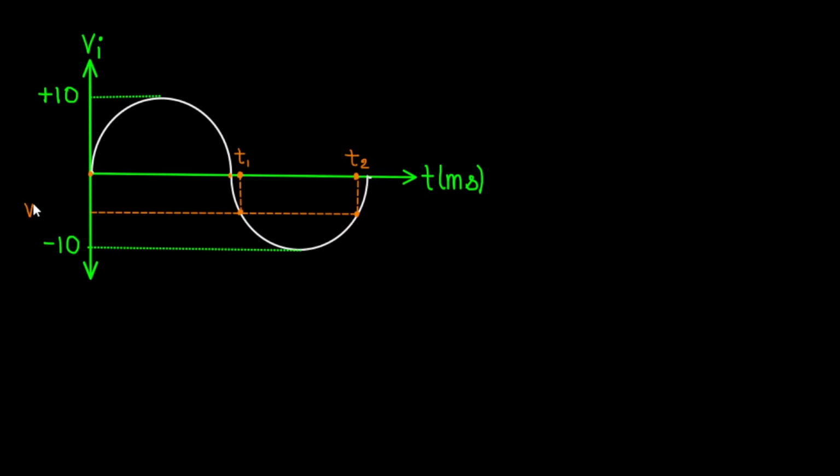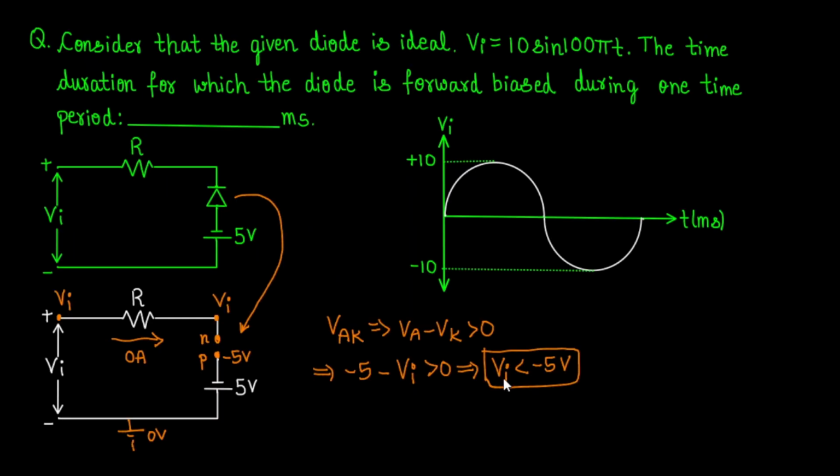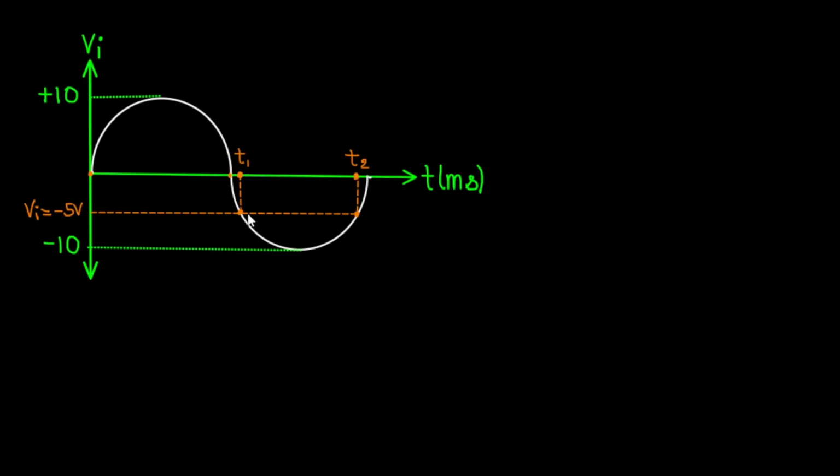Here I have drawn the line Vi equals minus 5 volt. Here we have got the condition for the forward bias of the diode, which is Vi is less than minus 5 volt. That means the diode is forward biased only in this region where the input voltage is less than minus 5 volt. So we are required to find the time duration, which is T2 minus T1, where these are the points at the intersection of Vi equal to minus 5 volt and this input waveform. That is the time duration which we are required to find.